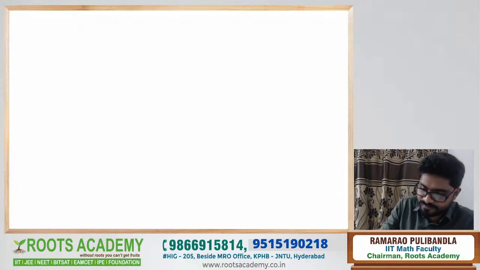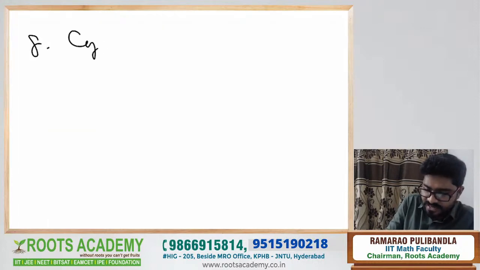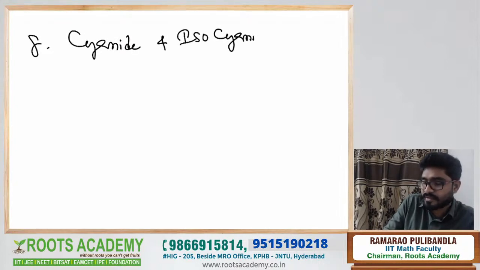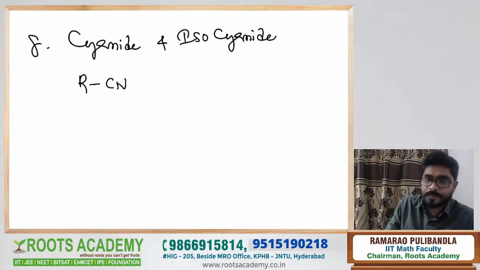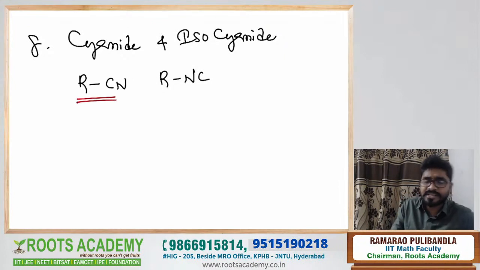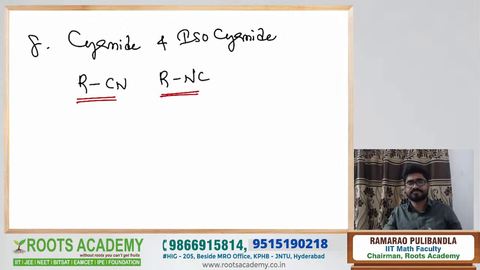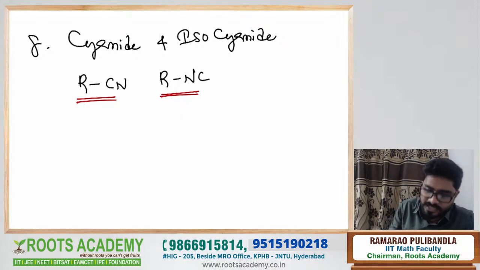Next, the 8th one is cyanide and isocyanide. If it's cyanide, RCN, guys. Isocyanide, RNC. Again, see the connectivity. Carbon is with the carbon, the alkyl group is with the carbon, that is called cyanide. Alkyl group with the nitrogen, isocyanide. Yes, cyanide and isocyanide. Hope you got it. Last one.